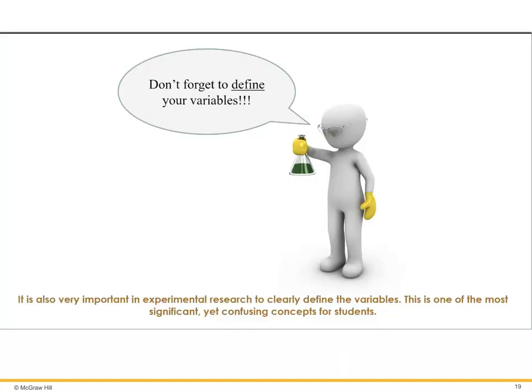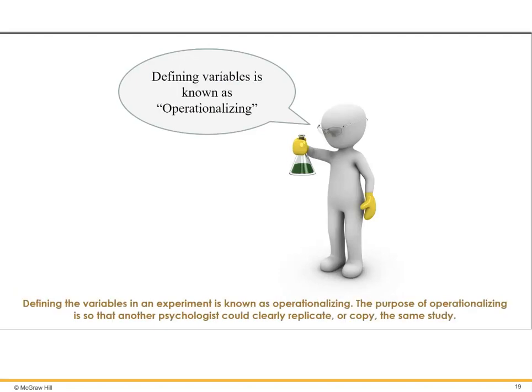It is also very important in experimental research to clearly define the variables. This is one of the most significant yet confusing concepts for students. Defining the variables in an experiment is known as operationalizing. The purpose of operationalizing is so that another psychologist could clearly replicate or copy the same study.